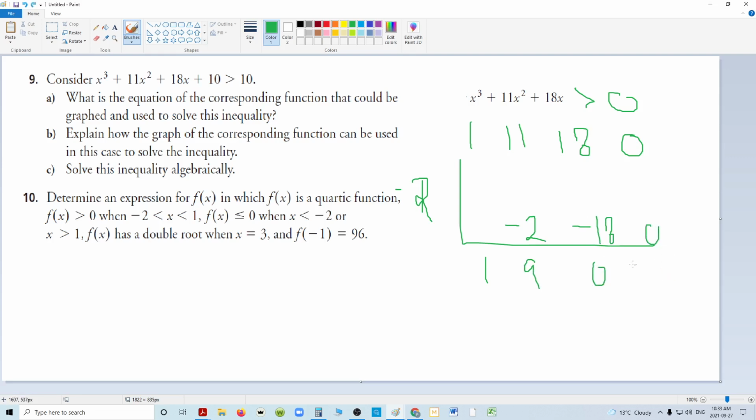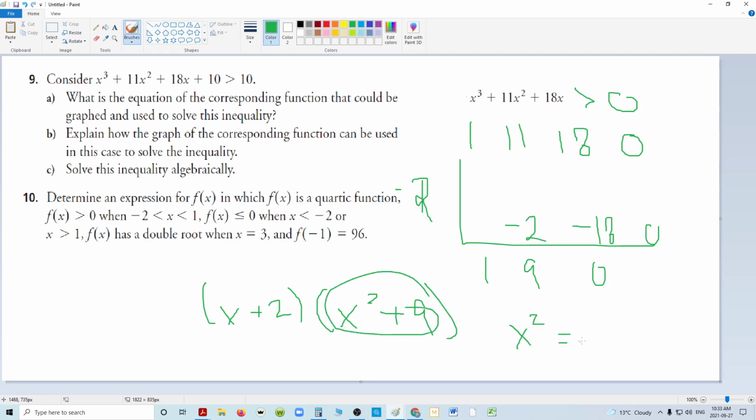Which works. So that means x plus 2 is a factor, and it means my remaining quadratic equation is x squared plus 9. And it's clear that that can't be solved. If I set this part equal to 0, I get x squared is equal to -9, which doesn't have a solution, which means this part of the graph is either well above or well below the x-axis and never crosses. So it's only here that it crosses the x-axis.